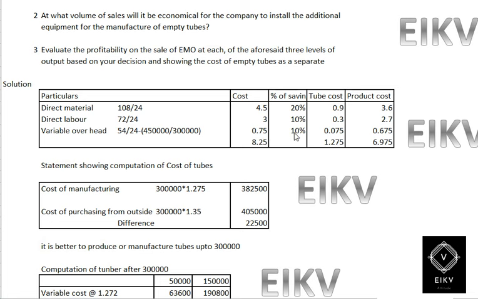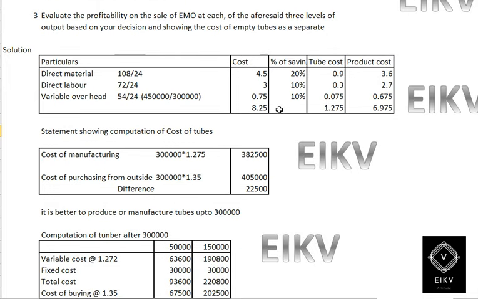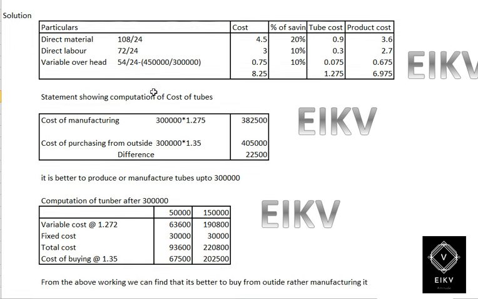The 10% of the variable cost is considered as the cost of the tube and the rest will be considered as the cost of the product. Therefore the cost of the tube is 0.075 and 0.675 is the cost of the product. Therefore the total cost for the tube is 1.275 and for the product is 6.975.